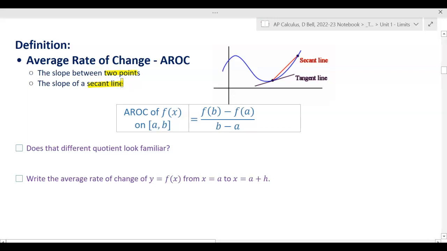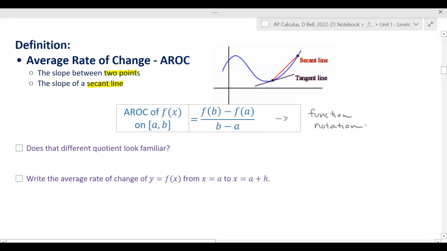A secant line goes through 2 points. So the average rate of change of f of x on the closed interval from a to b is f of b minus f of a over b minus a. Now this formula should look familiar because it's the function notation of the slope formula.